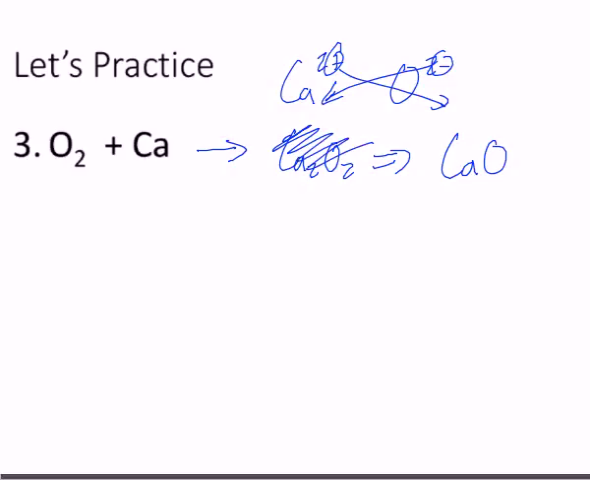What's the last step we have to do? Balance it. How are we going to balance it? 2 next to the CaO, 2 next to the Ca. Just like that. Not too bad.